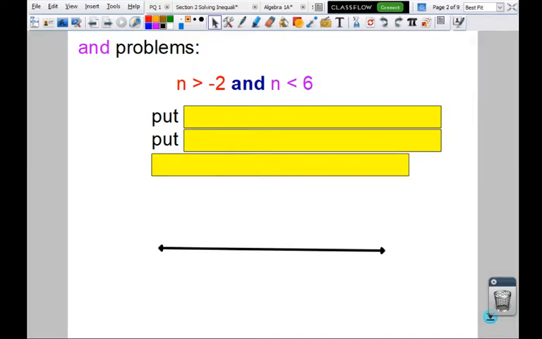Alright, we are going to look at "and" inequalities. I have n is greater than -2 and n is less than 6. So we are still going to graph these, but they're going to be a little different. We are going to be combining these, actually.